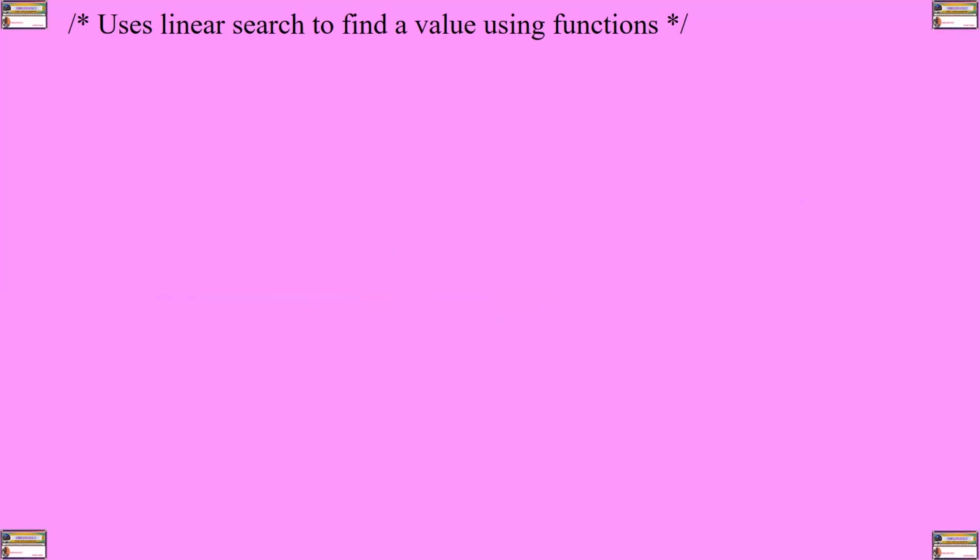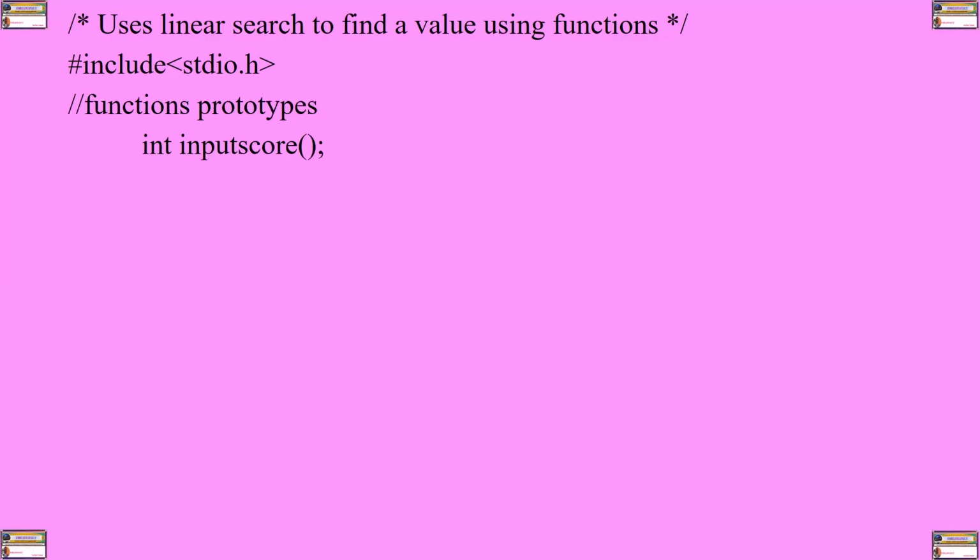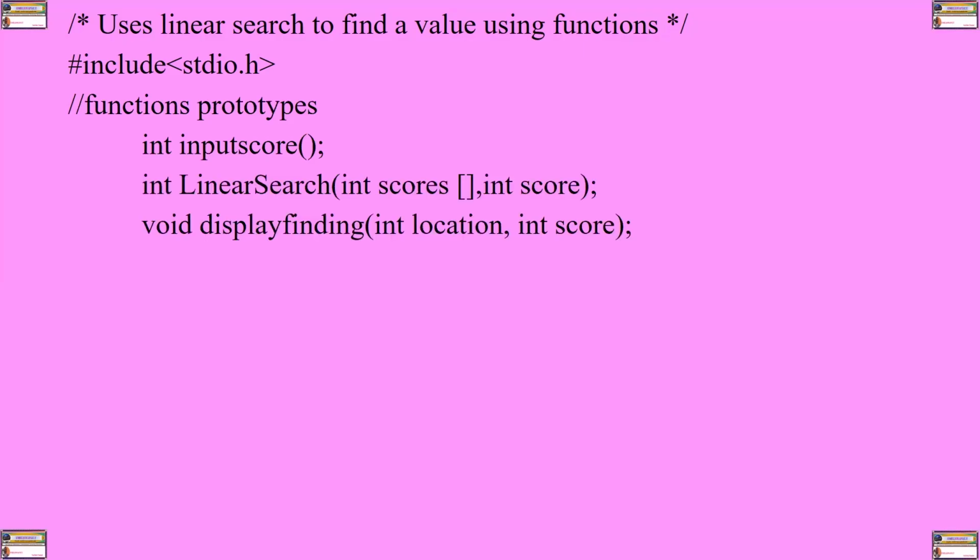So this is the comment for our program. The first comment says this program uses linear search to find a value using functions. We have a preprocessing directive, which we are used to in writing C programs. Then the next comment is for function prototypes, and what we have here are the prototypes for our functions.